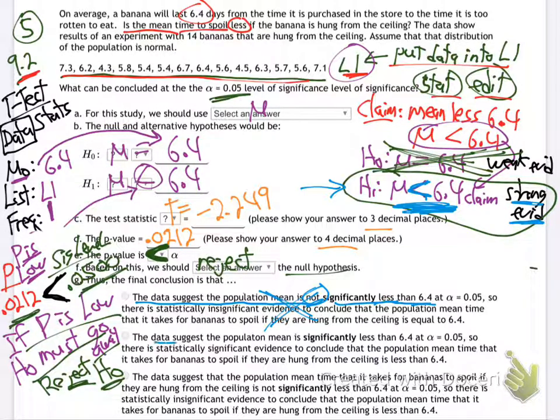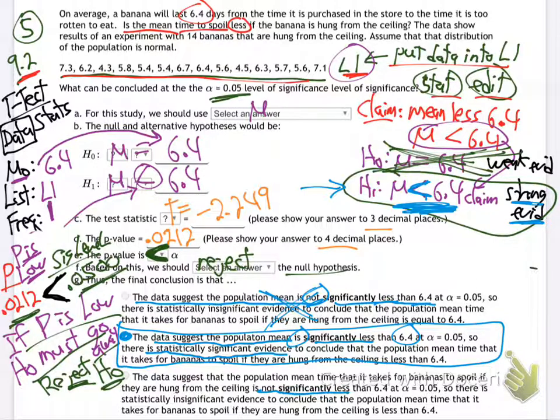How about the next one? The data suggests population mean is significantly less than 6.4. Right. So there is statistically significant evidence. Yeah, that's looking really good. There's strong evidence for that. What's the third one say? This suggests the population mean time that it takes for bananas to spoil if they're hung from the ceiling is not significantly less. No. It is less. So that's out. So there we go. We were able to draw that conclusion.